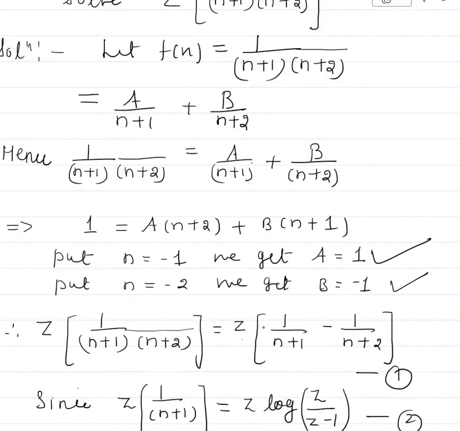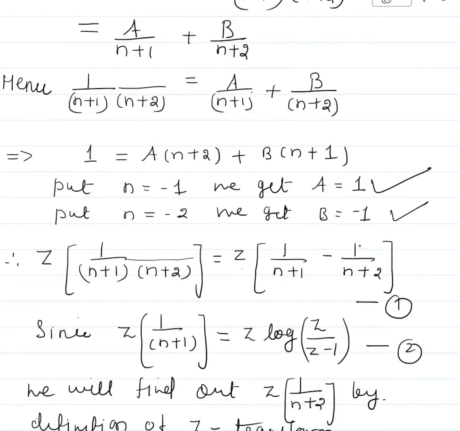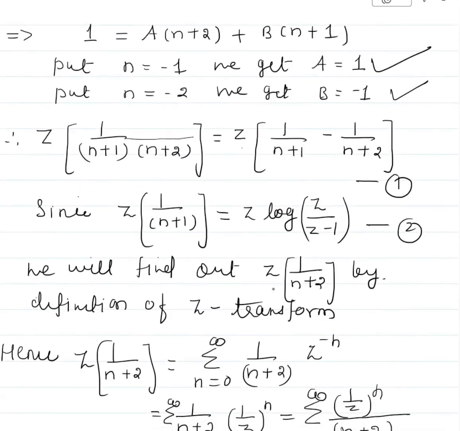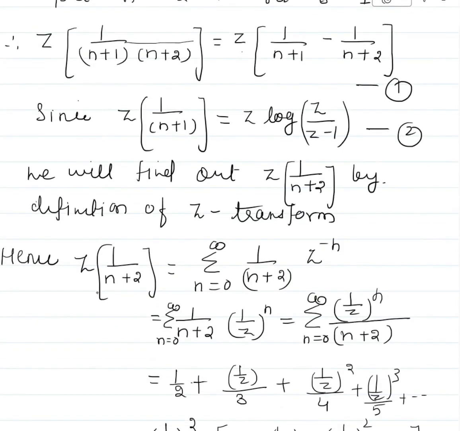So you have Z of 1 upon n plus 1 equals this much, but we don't have the formula for Z of 1 upon n plus 2. So what can we do? We can find the Z transform of 1 upon n plus 2 by using the definition of Z transform. The definition of Z transform is the summation from n equals 0 to infinity of 1 upon n plus 2 times z to the power minus n.